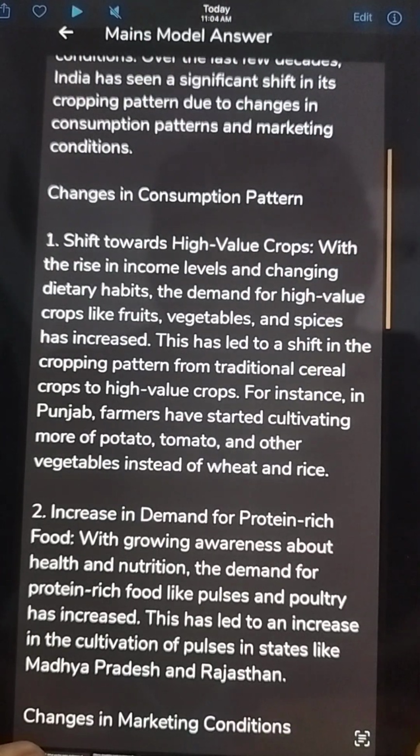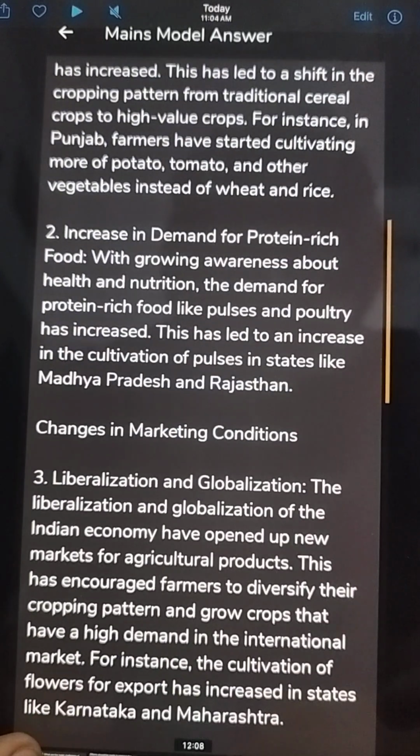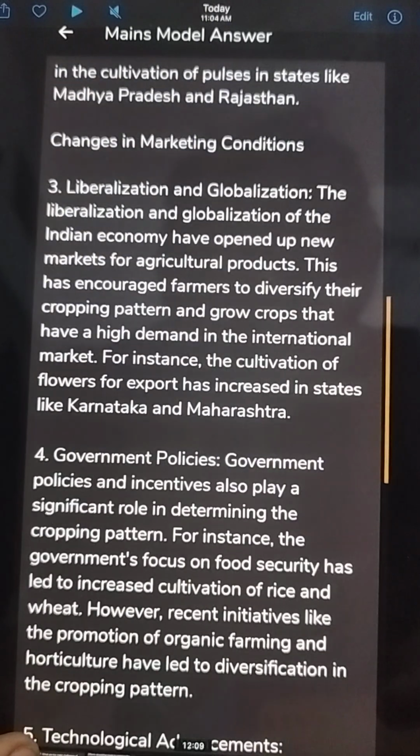Increase in demand for the protein-rich food. With growing awareness about health and nutrition, the demand for protein-rich food like pulses and poultry has increased. This has led to an increase in the cultivation of pulses in states like Madhya Pradesh and Rajasthan. Then comes changes in the marketing conditions, that is liberalization and globalization.